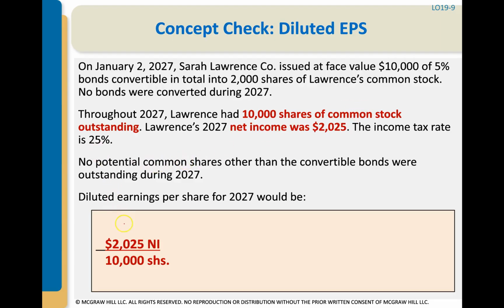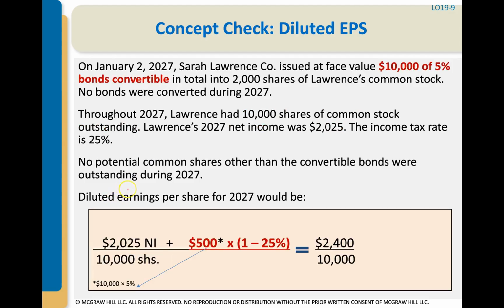First is you're just going to take your net income divided by your shares of common stock outstanding. So our net income is 2,025. Our shares outstanding is 10,000. And this, if we were to calculate it, that's it. This is your basic earnings per share number right here. But we have convertible bonds. So how do we account for those?